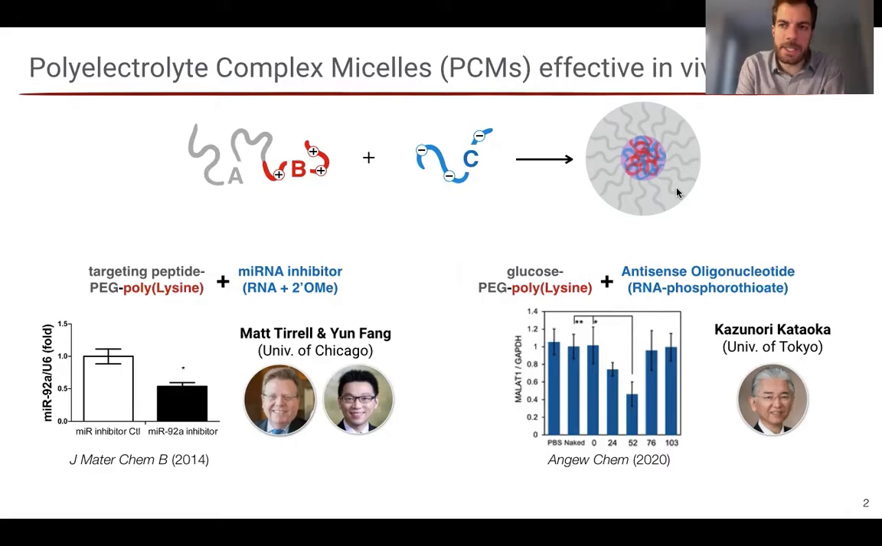And I'm interested in this system mainly because it's shown to be effective for drug delivery. So I'm just showing a couple snippets here from our group and collaborators and the Kataoka group in Tokyo that are using this system to deliver a therapeutic RNA. In both cases, they're using PEG polylysine as the block polymer, and then some sort of a microRNA inhibitor or an antisense oligo. And these have shown to be effective in cells and in mice.